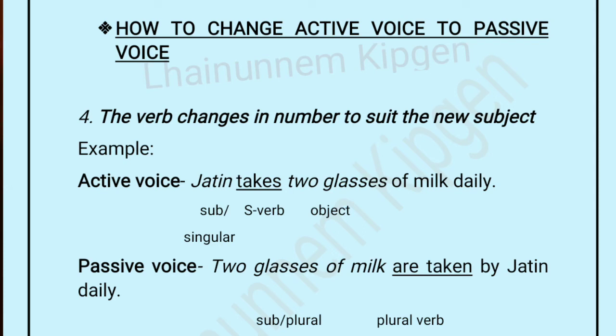Okay, now let us change the active voice into passive voice, making the object, which is plural in number, the subject of the passive voice sentence. 2 glasses of milk are taken by Jatin. So according to the rule, the subject 2 glasses of milk is now in plural form, so the verb also needs to be in plural. So we are using are, which is the plural verb. And takes becomes the past participle form taken. 2 glasses of milk are taken by Jatin, which is now in passive voice.